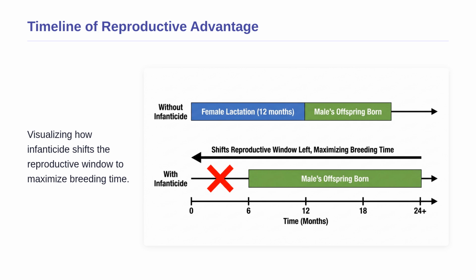The bottom timeline shows the infanticide strategy. The red X marks the elimination of the unrelated infants, abruptly ending the lactation period. Notice the black arrow pointing left. This shows how the entire green reproductive window is shifted earlier. By forcing the females back into a fertile state, the male maximizes his own limited window to pass on his genes.